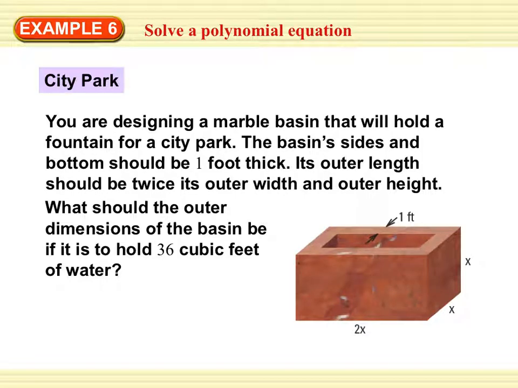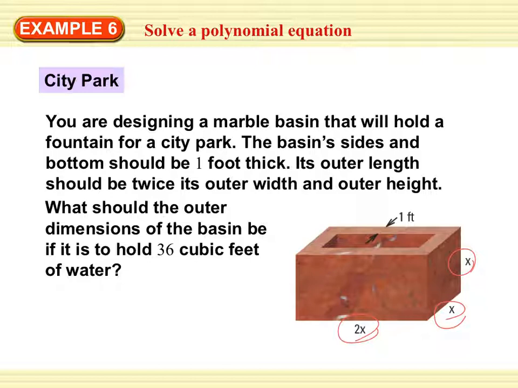You are designing a marble basin that will hold a fountain for a city park. The basin's sides and bottom should be 1 foot thick. Its outer length should be twice its outer width and outer height. So width and height are the same, length is 2 times that. What should the outer dimensions of the basin be if it's to hold 36 cubic feet of water?